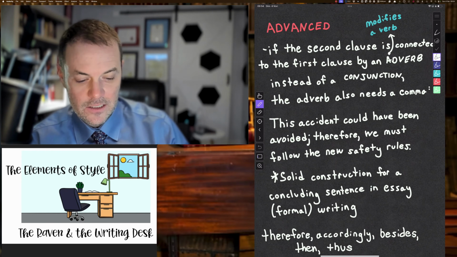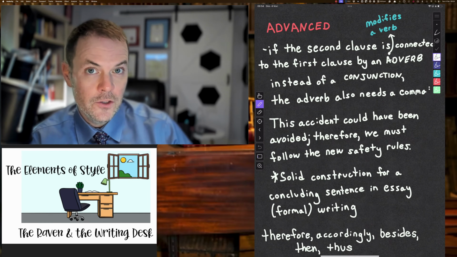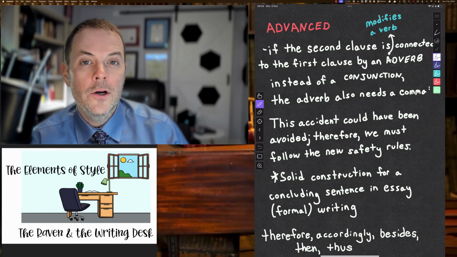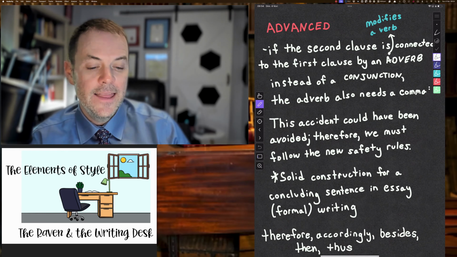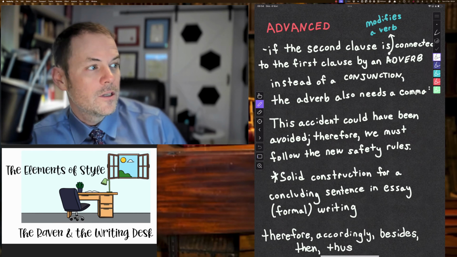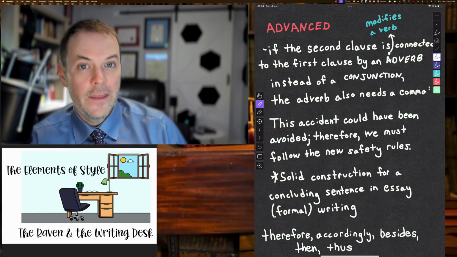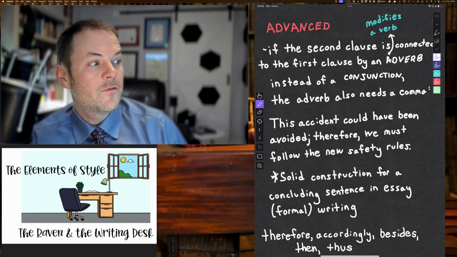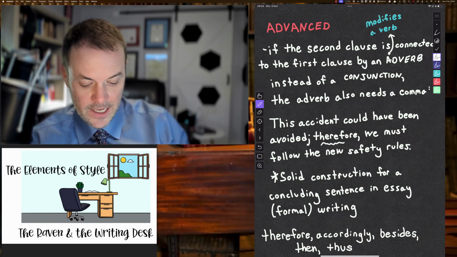And that is, if the second clause is connected to the first clause, not with a conjunction, but with an adverb, a word that modifies a verb, that adverb also needs a comma after it. That sounds complicated, but I think when you look at the example, it's much more straightforward. This accident could have been avoided, semicolon. Therefore, comma, we must follow the safety rules. In this case here, therefore is the adverb.